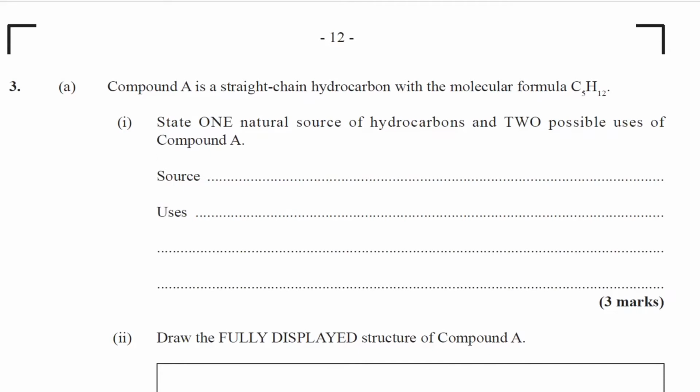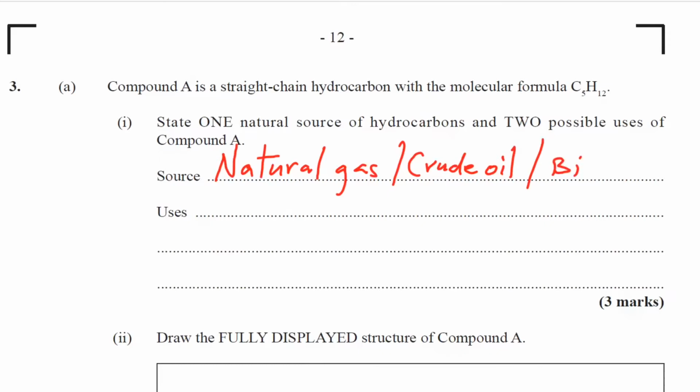But the natural sources are natural gas, crude oil. Crude oil is also called black gold for obvious reasons. Crude oil is another name for petroleum. And another source is biogas.